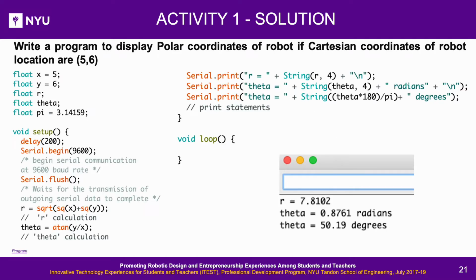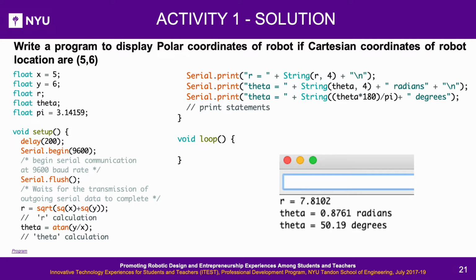Activity 1. Solution. All the required variables are declared as float type. In the setup, serial communication is initiated at a set baud rate. The square root and arc-tangent function are used to calculate the values of r and theta, respectively. The rest of the program is just serial.print statements to display the polar coordinates.